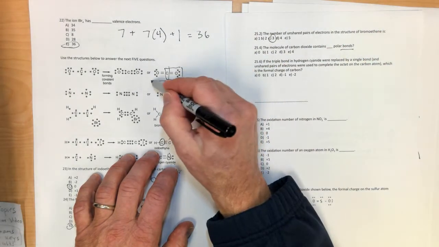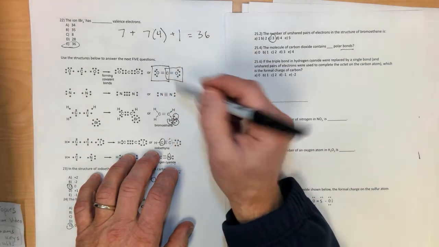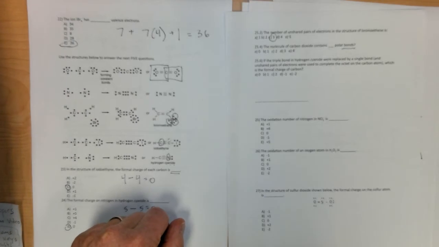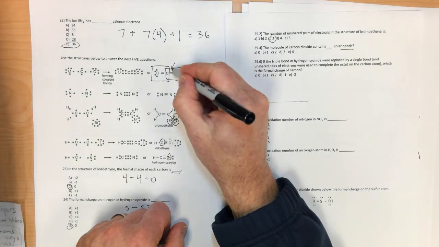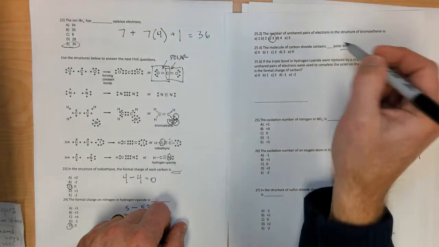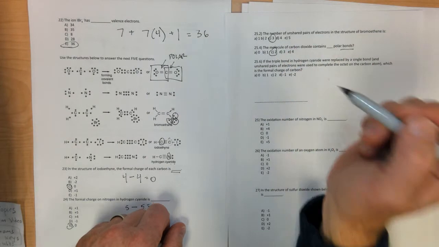And here we have carbon bonded to oxygen. Oxygen and carbon have differences in electronegativity on the periodic table. Therefore, both of these bonds would be classified as polar. And so we'd have a total of 2 polar bonds.